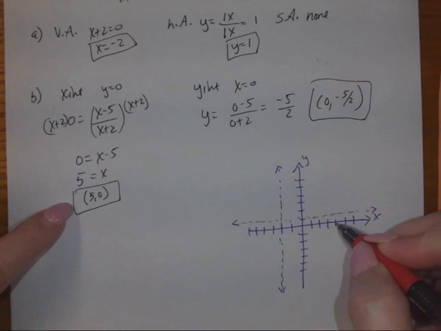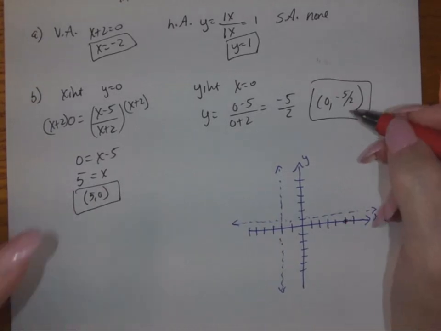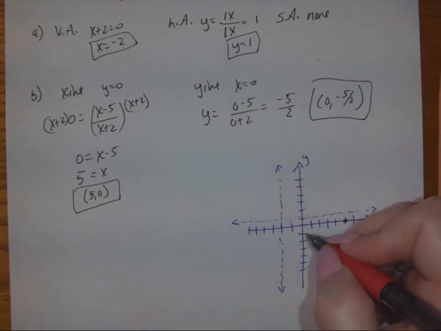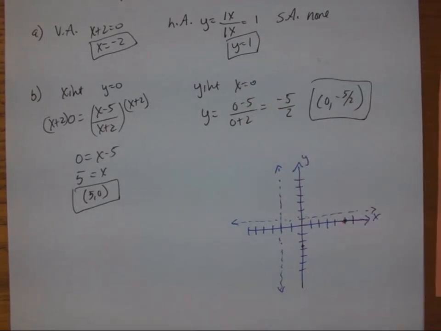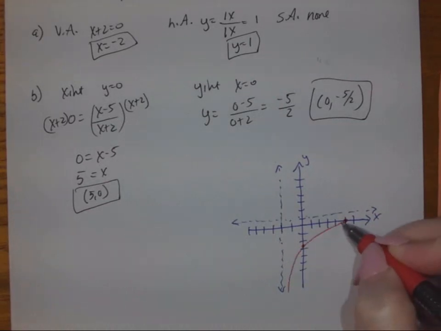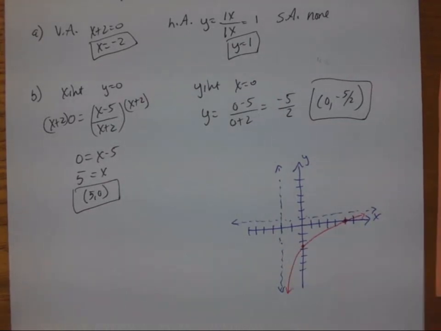And then I have my x-intercept at 5, 0. So 1, 2, 3, 4, 5. And -5/2 is about -2.5 for my y-intercept. So 1, 2.5. So I can go ahead and graph this side of my graph because I know where it's going. And now I'm going to figure out what's going there.